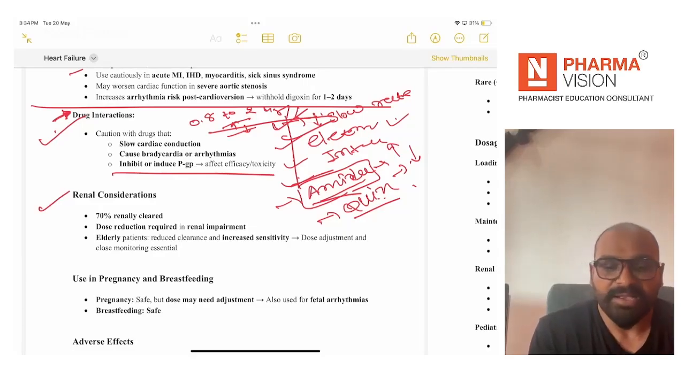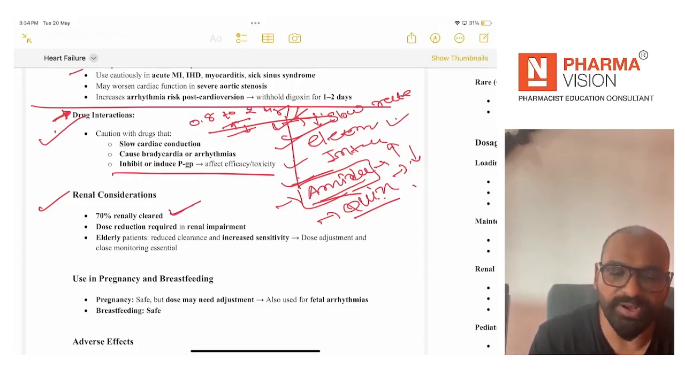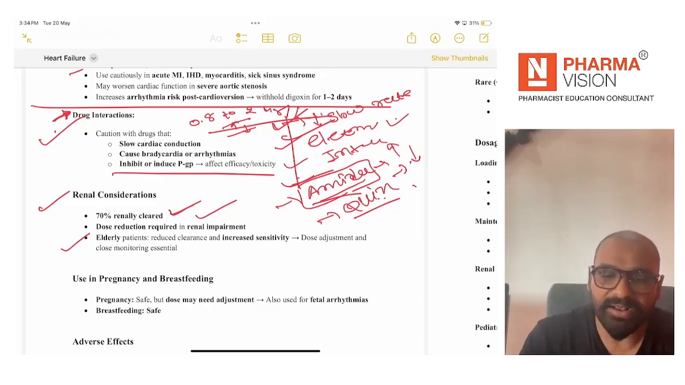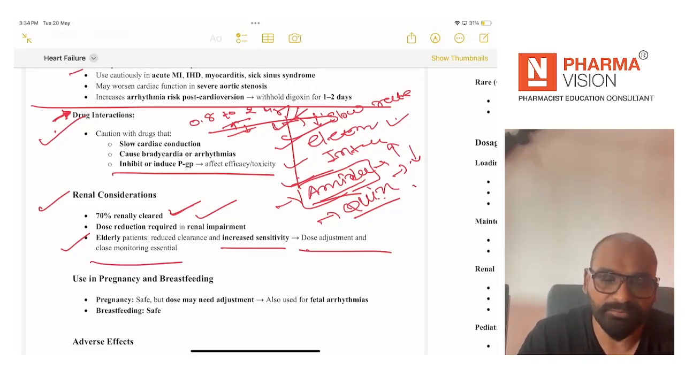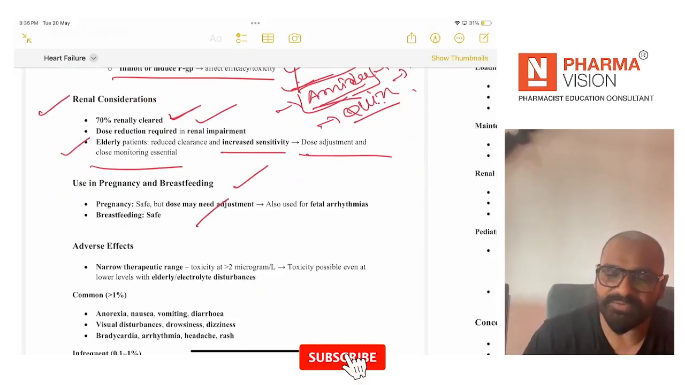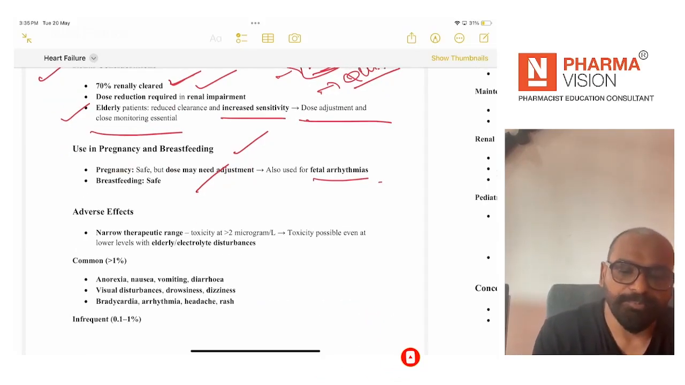Renal: 70% of digoxin is eliminated renally, unchanged, cleared through the kidney. Dose reduction is required in renal impaired patients, mainly elderly patients, who have reduced renal clearance, and that changes the plasma concentration and also increases the sensitivity. So dose adjustment is very important in elderly patients. In pregnancy and breastfeeding, the mother can be given digoxin, but always we have to be very careful because fetal arrhythmia can happen.